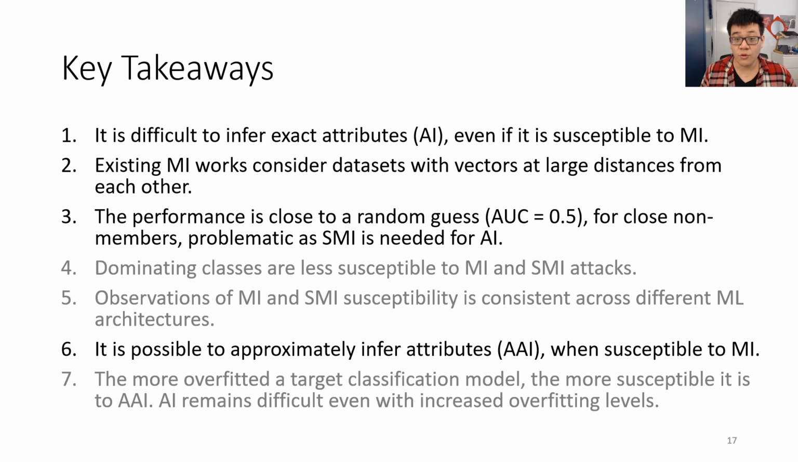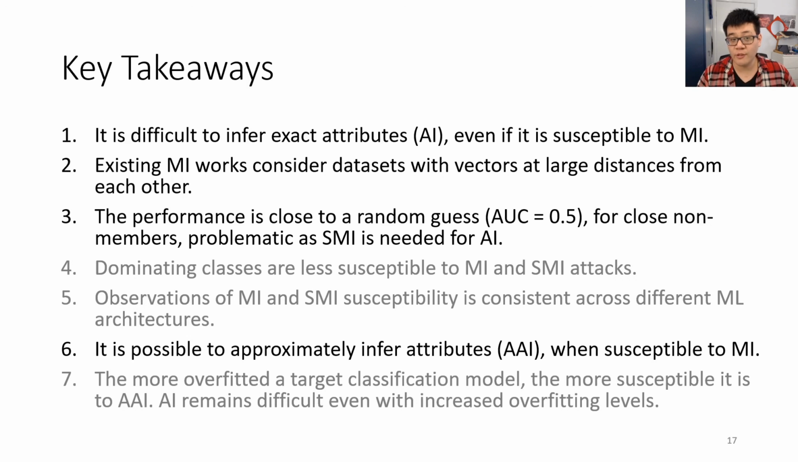So to sum up the key takeaways of this talk, it is in fact difficult to infer exact attributes despite a model being susceptible to membership inference. We have seen that existing membership inference works consider datasets where these vectors are quite far apart from each other, so that when we focus in on the close distances, strong membership inference fails and membership inference does not work. This is problematic, as without strong membership inference, attribute inference also does not work. But with our new definition of approximate attribute inference, we have been able to show a susceptibility to this approximate attribute inference attack when the model is susceptible to membership inference attack, a privacy risk that likely was not captured with just attribute inference.